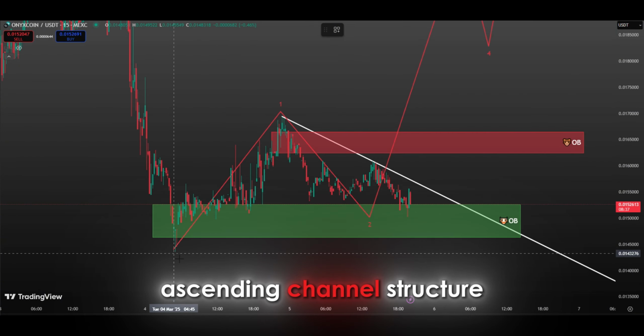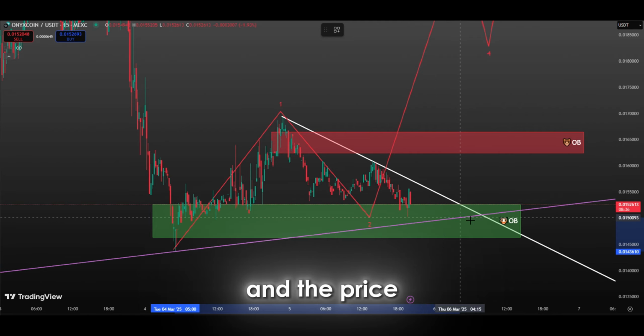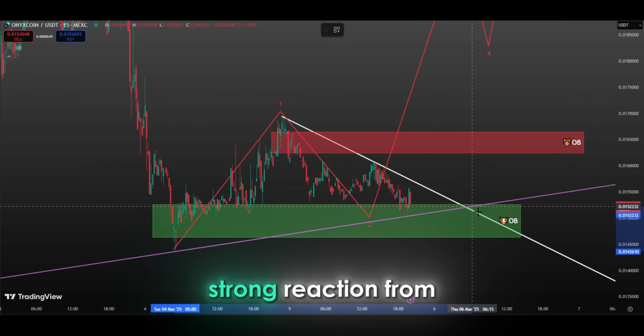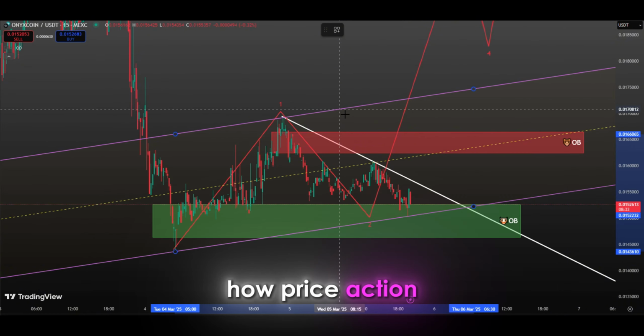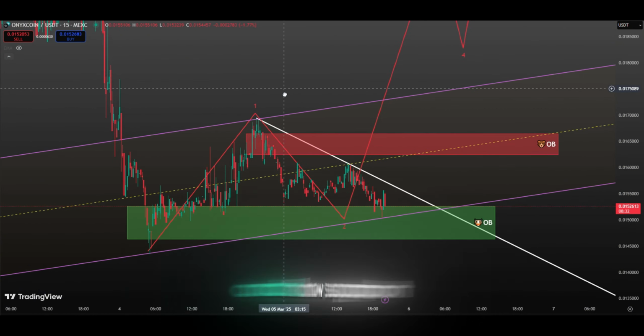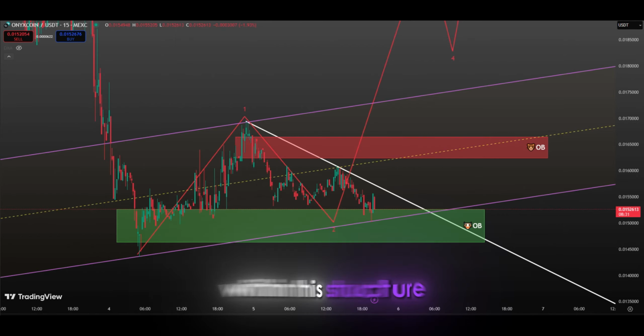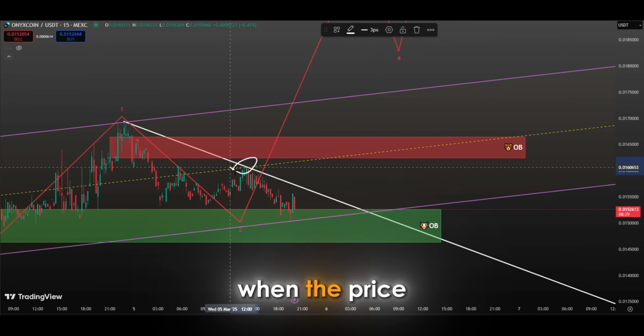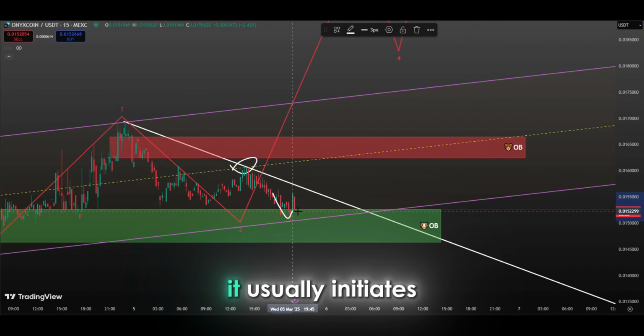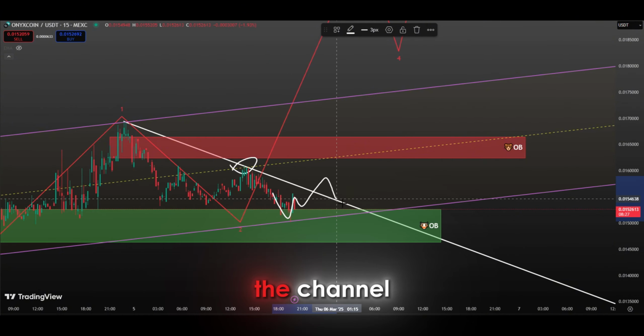There is a distinct ascending channel structure on the chart, and the price seems to have received a strong reaction from the lower band of the channel. This ascending channel helps us to understand how price action fluctuates within a trend and how support and resistance levels work within this structure. Especially the lower band of the channel: when the price reacts from this area, it usually initiates a move towards the upper parts of the channel.